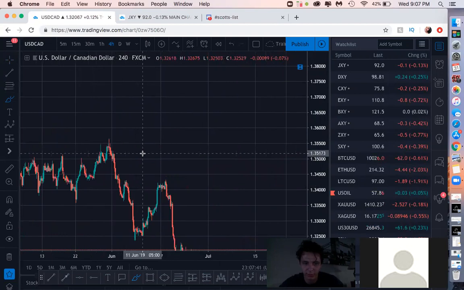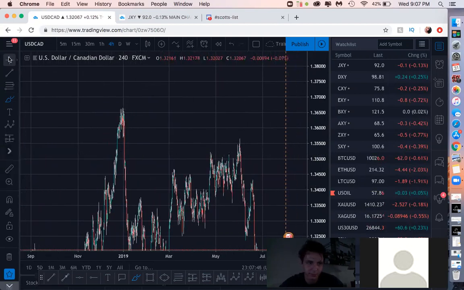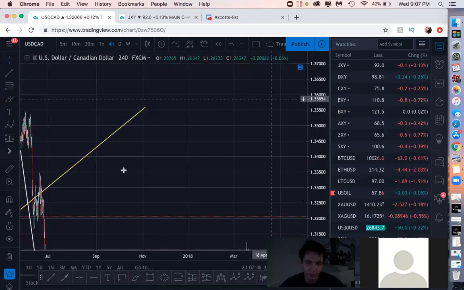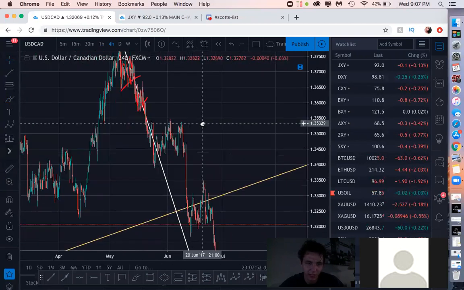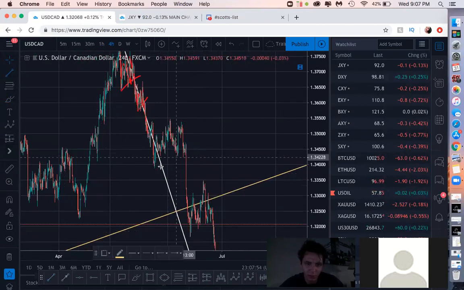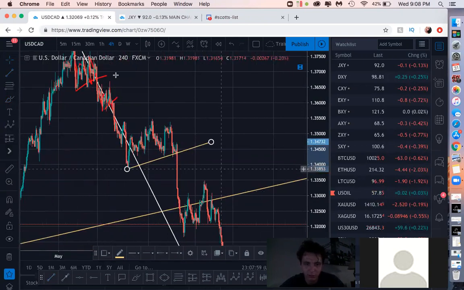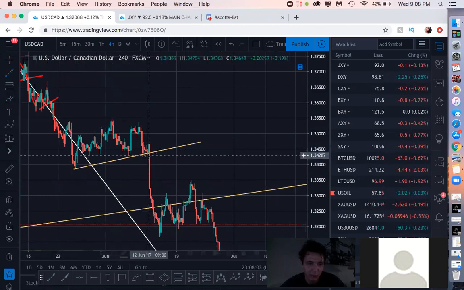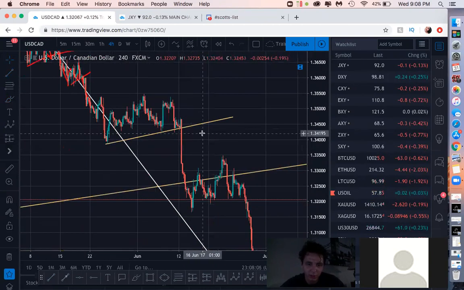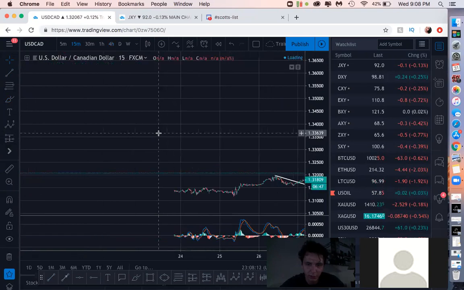Then you're looking for these flags to form, these accumulation areas. You just mark them up how you see them, and you're waiting for just the breakouts of it. And again, if you just get in on these breakouts, following these rules, following the MACD crossing, you can align these pretty solid.